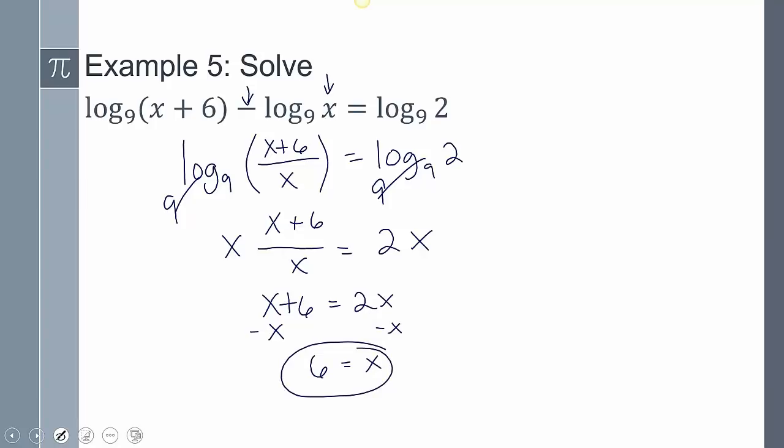Now if I plug that back in, I'm not going to get a negative or zero. It's a pretty good indicator that it's going to work. But if you do plug that back in, it will work. Just saving some time.